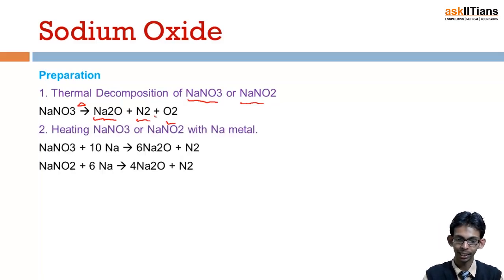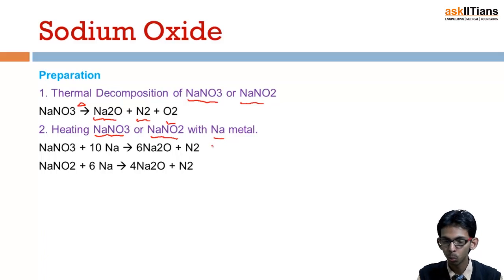Another possibility is that we heat NaNO3 and NaNO2 with sodium metal. So there are two ways to form sodium oxide. First is thermal decomposition of these compounds, and second is heating these in the presence of sodium metal, and in both cases we get sodium oxide.